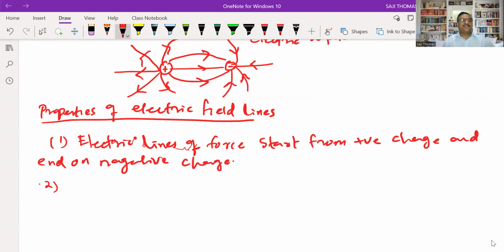Second, they do not form closed loops. They start at a positive charge and end on a negative charge, right? They do not form closed loops because they have to end somewhere, right? Starting from a positive charge, ending on a negative charge. So they do not form closed loops.